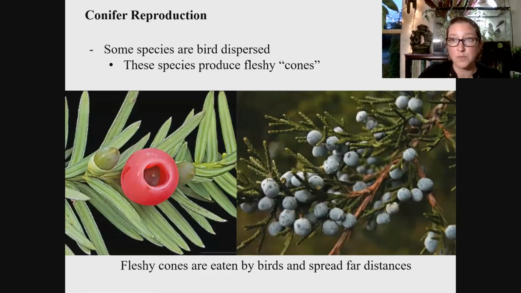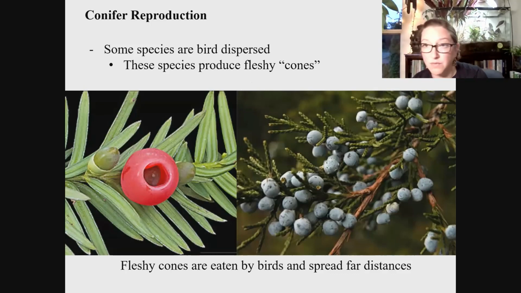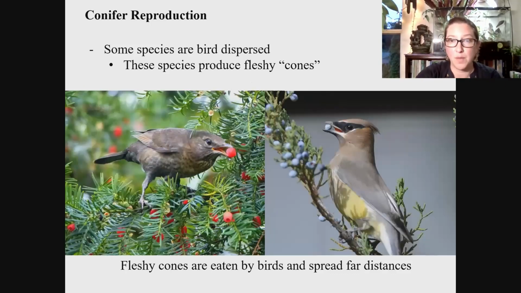Some species are dispersed by birds because they have a fleshy cone. So it's not your standard, dry looking cone, but instead it's more fleshy. And birds will eat those and poop them out, and the seed will germinate somewhere else far away.